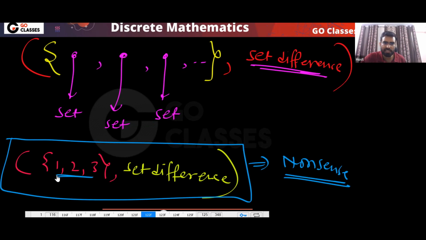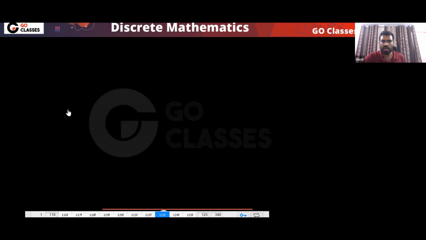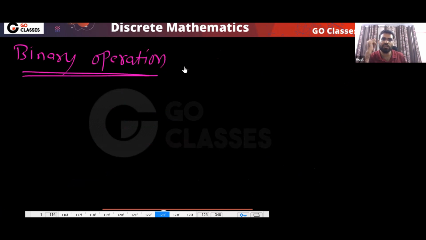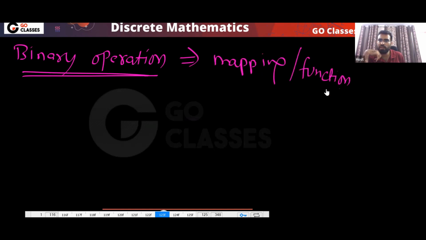Because in your base set, these are the elements. Remember, these are the elements. Actually, let me tell you the final thing: this binary operation is a function. This is a binary function, or I can say this is a mapping. Mapping means function.